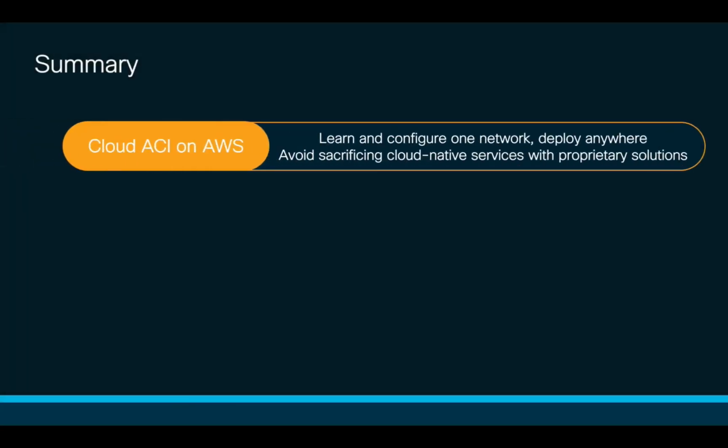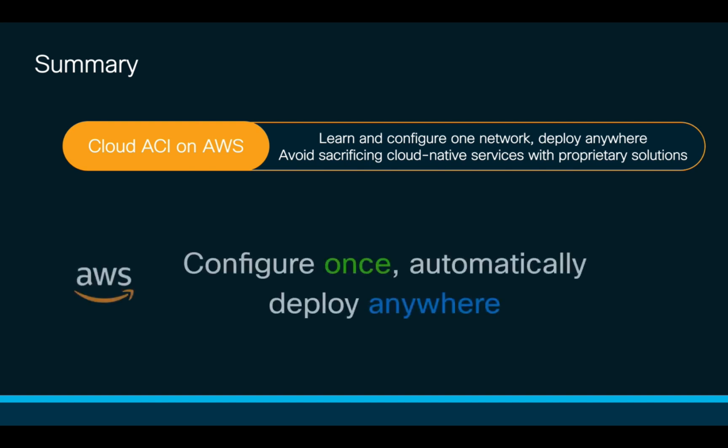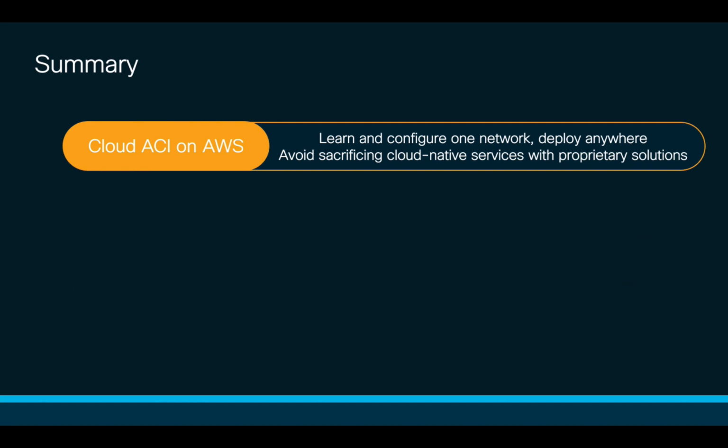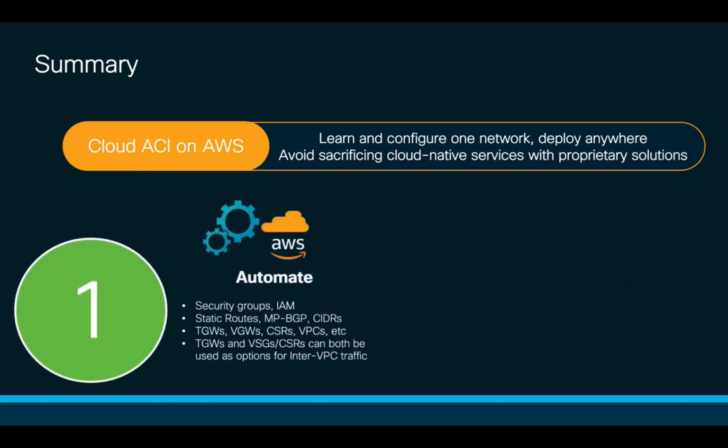As a summary, we just learned how to deploy Cloud APIC and provided connectivity to instances running on AWS in one VPC and region or multiple, defining our configuration once and keeping it consistent anywhere. We are still using AWS Cloud Native constructs as you saw, and everything ACI automates is visible on AWS console as well.